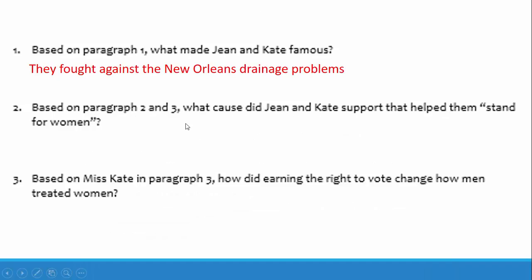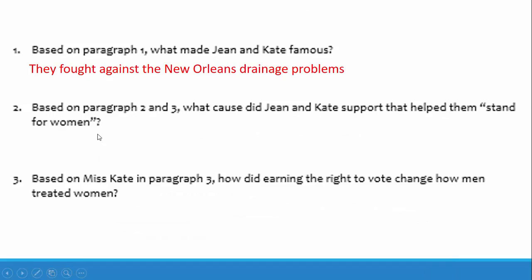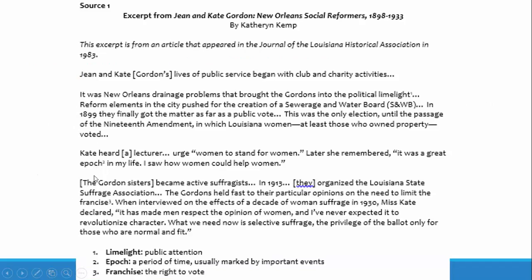So let's read number 2. Based on paragraphs 2 and 3, what cause did Jean and Kate support that helped them stand for women? So after they've dealt with drainage, what is the thing they were passionate about and they fought for to protect women? So we're going to read paragraph 2 and 3. That's this one and this one here.